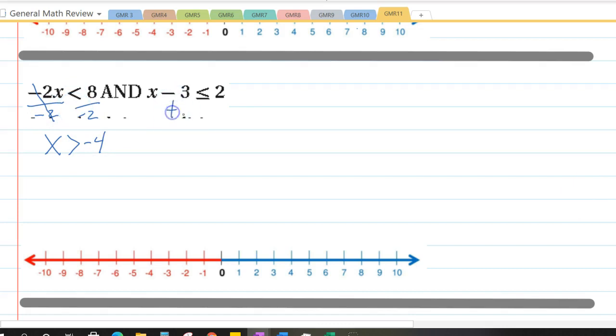On the right hand side, I add 3. What I do to one side, I do to the other. That's going to be x is less than or equal to 5.